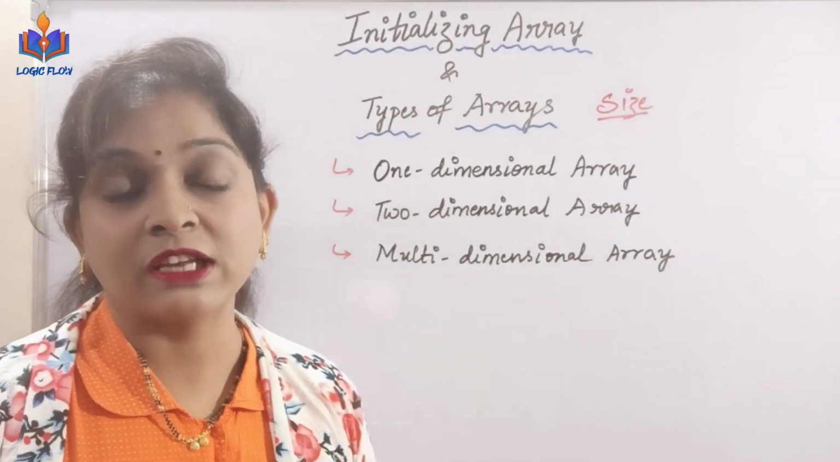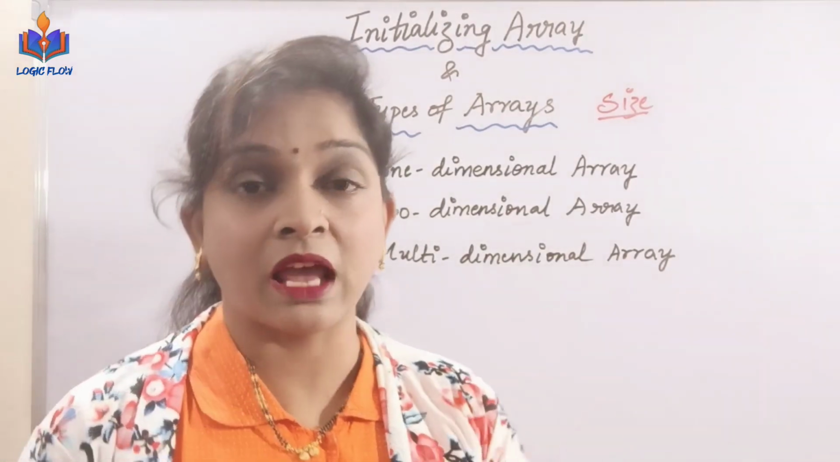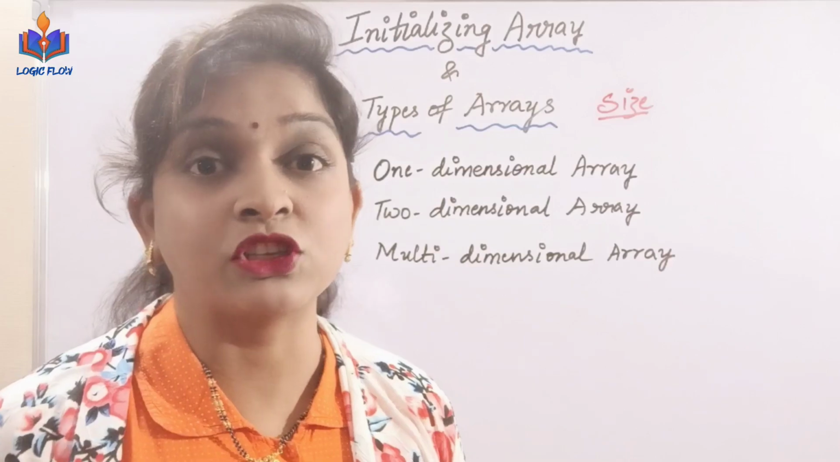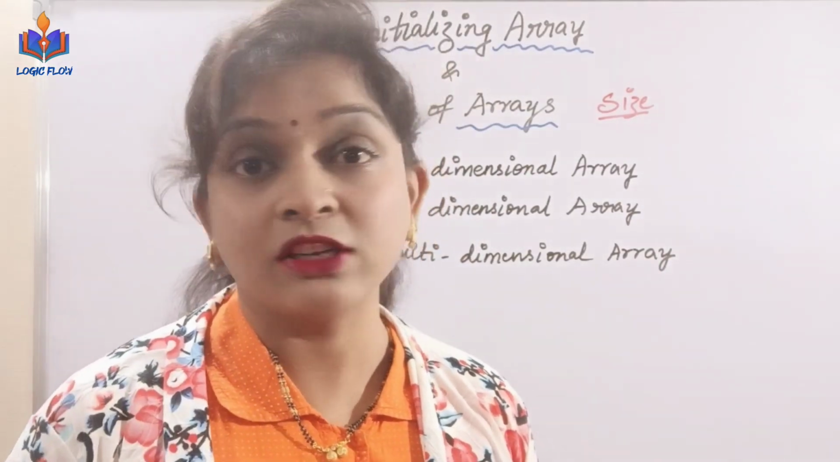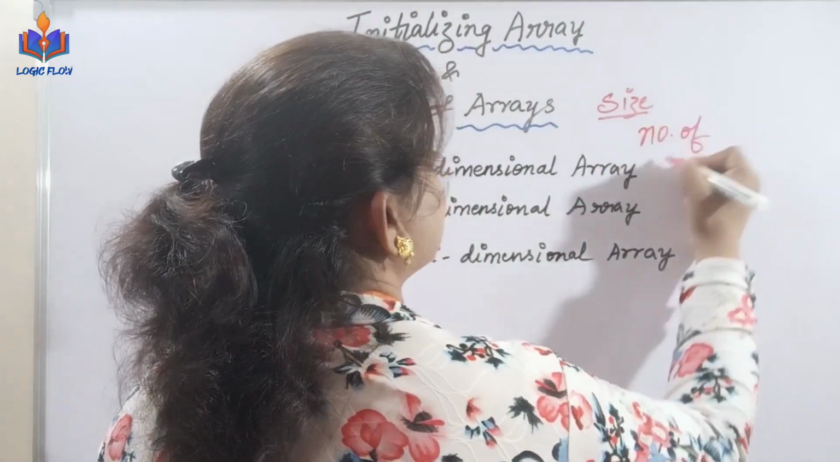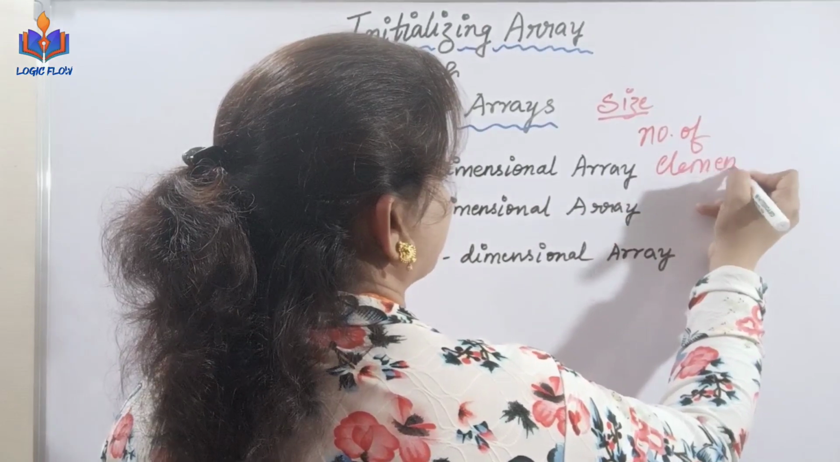So a one-dimensional array has only one dimension, and that size, that is the dimension, specifies how many elements the array can store. That is the number of elements that an array can store.